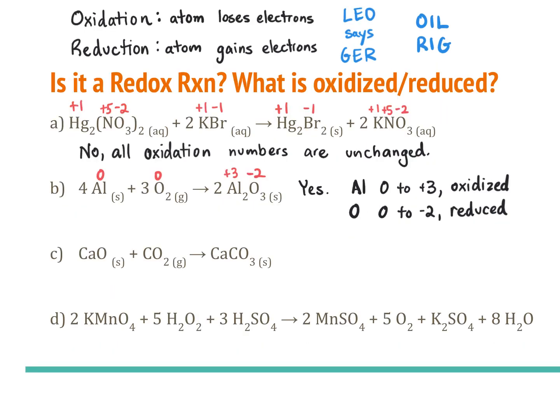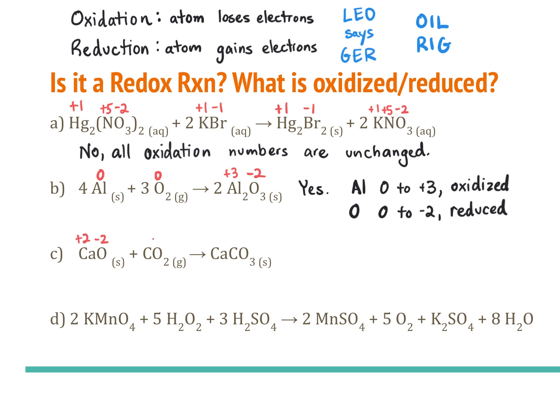Let's look at example number 3. Calcium oxide. It doesn't look like a peroxide because there's no O2 and not any elements from the first column on the periodic table. Oxygen is -2. Calcium tends to be +2, and that works out perfectly.